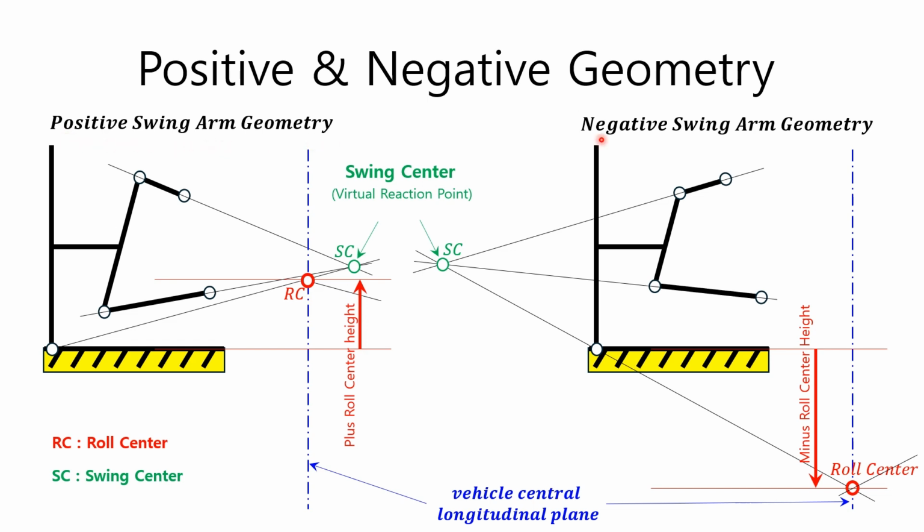On the other hand, in negative swing arm geometry, the swing center is outside the vehicle, so when the roll center is found by connecting it with the tire contact point and a straight line, the roll center is formed lower than the ground and roll center height has a negative value. Therefore, this arrangement of suspension links is called negative swing arm geometry.